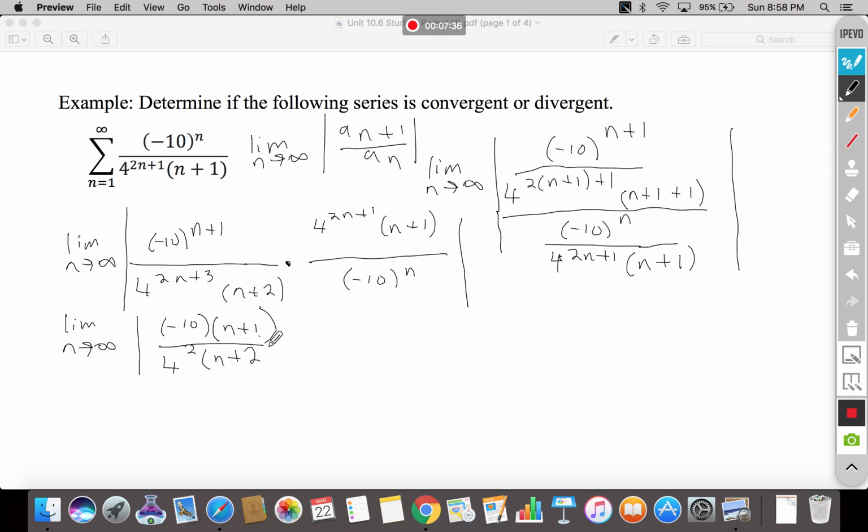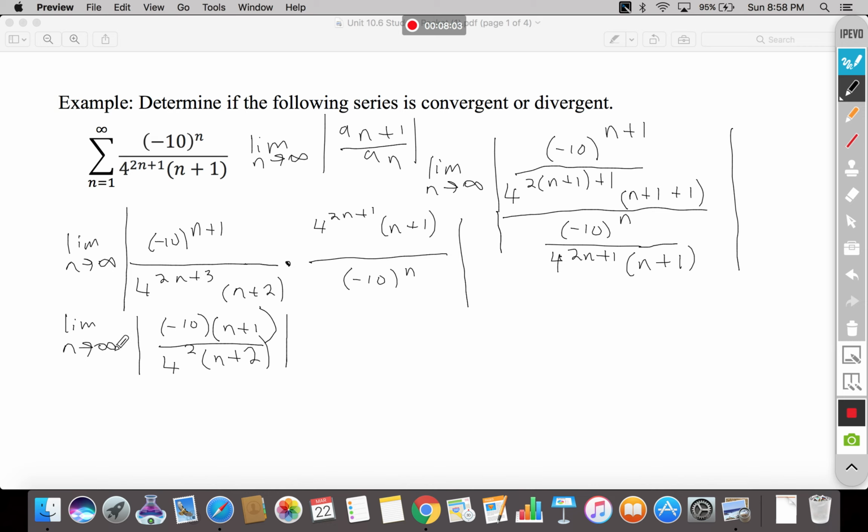And this is the thing about the ratio test, which is kind of nice. If you've done everything right, a lot of stuff will cancel out. All right. Everything but negative 10 to the 1 canceled out. My n plus 1 stayed. 4 to the 2n plus 3 over 4 to the 2n plus 1 left us with a 4 squared because the 2n's canceled out, and the 1 and the 3 gave us a 2 left in the bottom, and the n plus 2. Go ahead and close off this absolute value bar. And let's see what we got here.